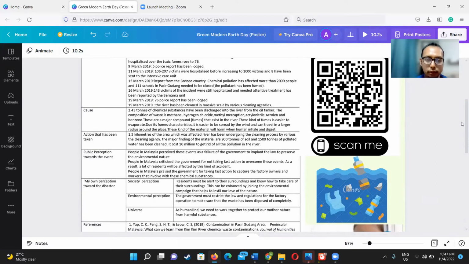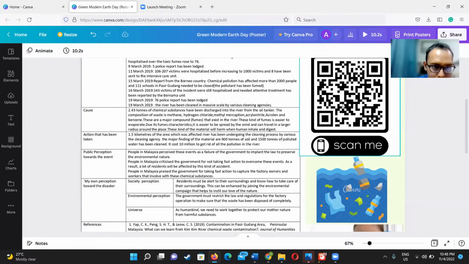So 2.43 tons of chemical substance were discharged into the river from the oil tankers. The composition is methane, hydrogen chloride, methyl, and etc. These are the major compounds that exist in the river. This kind of fume evaporates easily. Due to its fume characterization, it is easy for it to spread with the wind and travel in a larger radius around the place. This kind of material will harm our human organs through inhalation and ingestion.